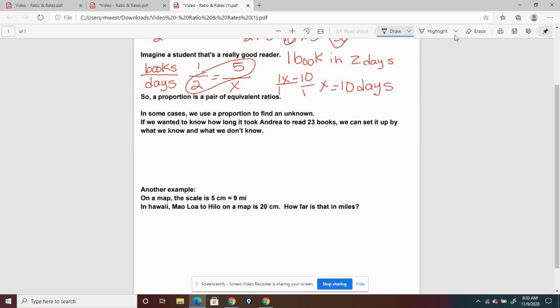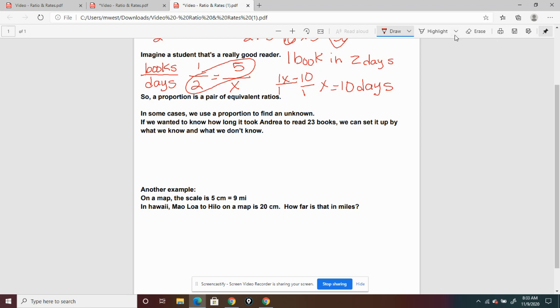So a proportion is a pair of equivalent ratios, okay? And in some cases, we use a proportion to find an unknown, like we just did. If we wanted to know how long it took Andrea to read 23 books, we can set it up by what we know and what we don't know.